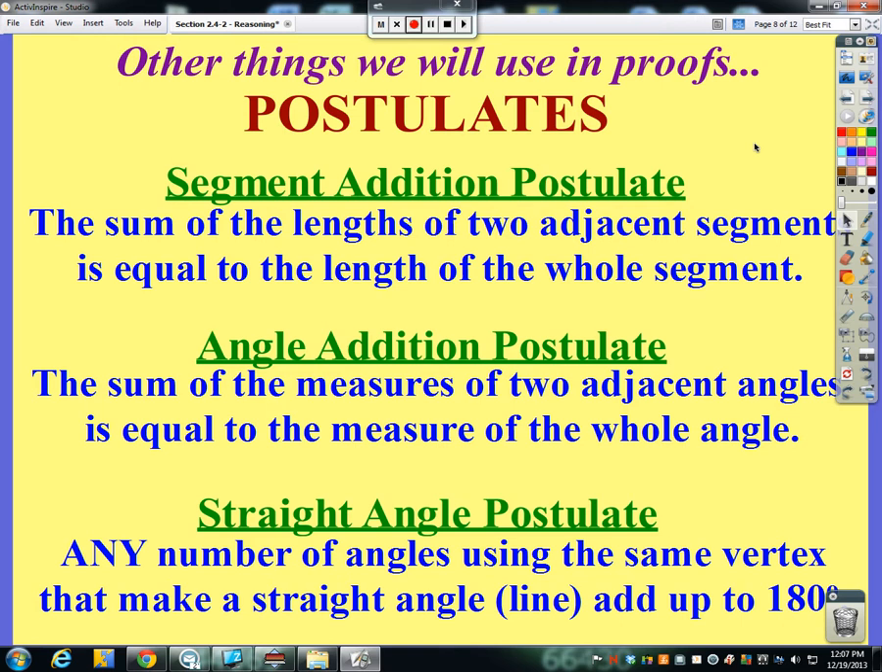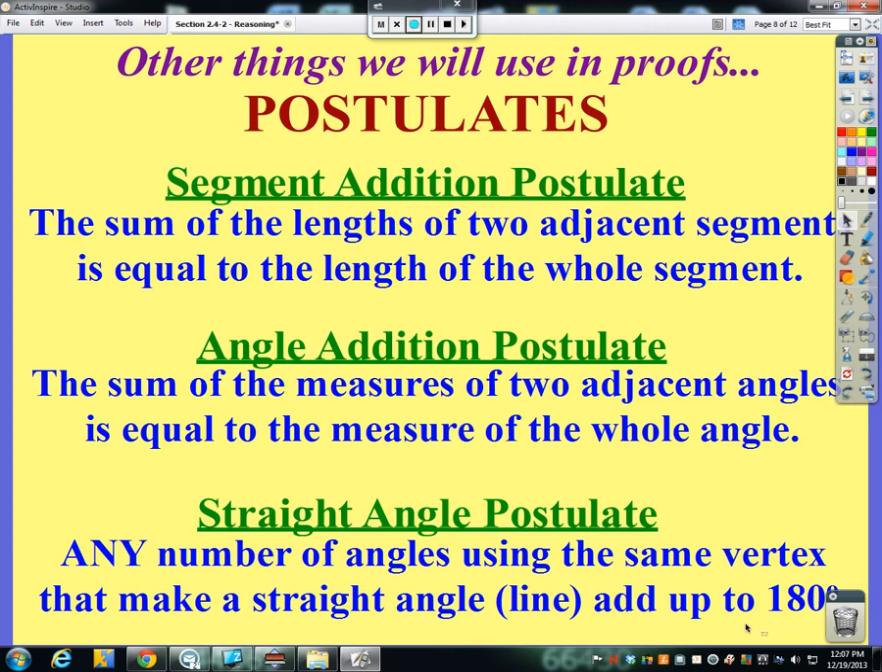The last thing is kind of like the angle addition postulate, but it's when our big angle is really a straight line or a straight angle. Any number of angles using the same vertex that make a straight angle or a line add up to 180 degrees. So we're going to use the straight angle postulate. This is a special case of the angle addition postulate when they equal 180 altogether.